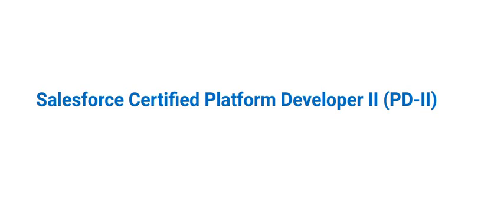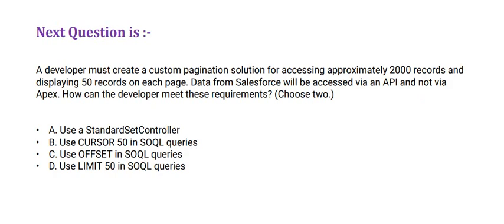Today's question is: a developer must create a custom pagination solution for accessing approximately 2000 records and displaying 50 records on each page. Data from Salesforce will be accessed via an API and not via Apex. How can the developer meet these requirements?